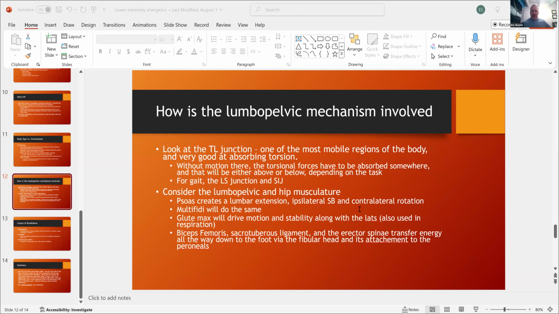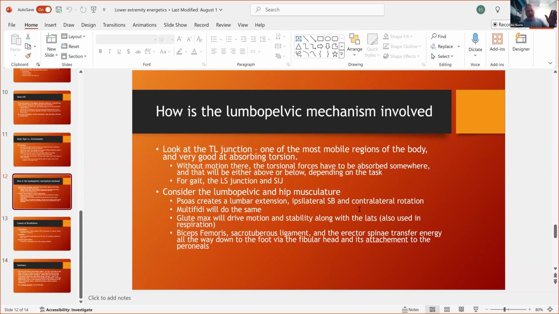So that is definitely something that you're going to want to look at. If you lose motion there, you have to absorb those torsional forces somewhere else. Whether that's going to be above or below, it depends on the task. If it's something like running, it's usually going to be below, in the lumbosacral junction. If it's something that involves an overhead motion, like throwing, for instance, or swinging a golf club or swinging a bat, you may get those forces absorbed above, kind of that mid-thoracic area.